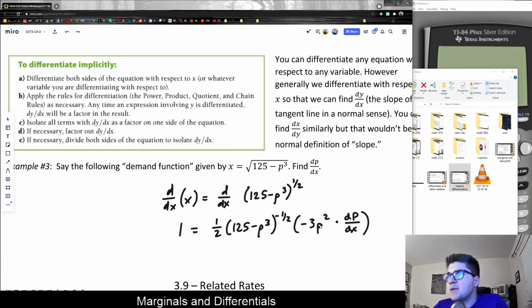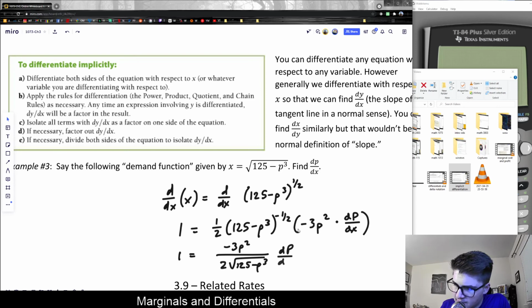Anyways, last but not least, I can clean up a lot of this because I have 1 is equal to 1 over, well, this would be 2 times the square root of 125 minus p cubed, since that's a negative times 1 and it's a half on the bottom. And then I would have a negative 3p squared on top, and that would be equal to, times dp/dx as well. So, combining some of these things together. Then to solve for dp/dx, I need to divide by all this. And to divide by a fraction, we can use the flip and multiply rule.